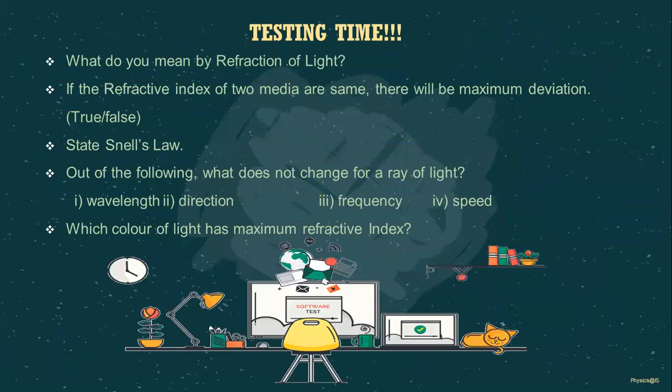So this was it in this module. Let's have a quick testing time. What do you mean by refraction of light? Second, if the refractive index of two media are the same, there will be maximum deviation. What do you think? True or false? Third, state Snell's law. Fourth, out of the following, what does not change for a ray of light? Options: wavelength, direction, frequency, speed. Then last, which color of light has maximum refractive index?